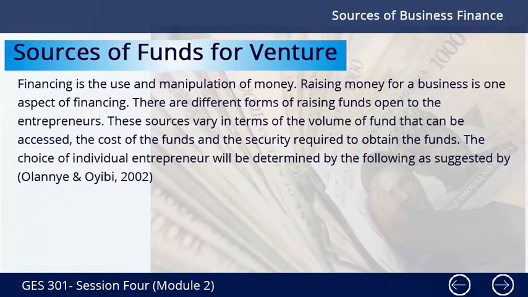Sources of funds for venture. Financing is the use and manipulation of money. Raising money for a business is one aspect of financing. There are different forms of raising funds open to entrepreneurs. These sources vary in terms of the volume of funds that can be accessed, the cost of the funds, and the security required to obtain the funds. The choice of individual entrepreneurs will be determined by the following, as suggested by Olanye and OEB 2002.